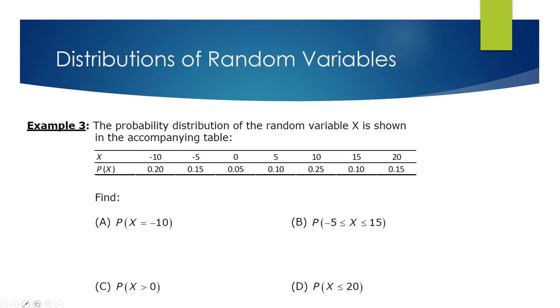So for example 3 here, we're looking for the probability distribution of the random variable x, which is shown in the accompanying table. So now we have a table here where x is representing things. Now I have these values, -10, -5, and so forth. I don't know what these actually mean. They could be like negatives means I'm losing money, and 0 means I'm breaking even, and 5, 10, and 15 means I'm getting that much money. They can mean something else.